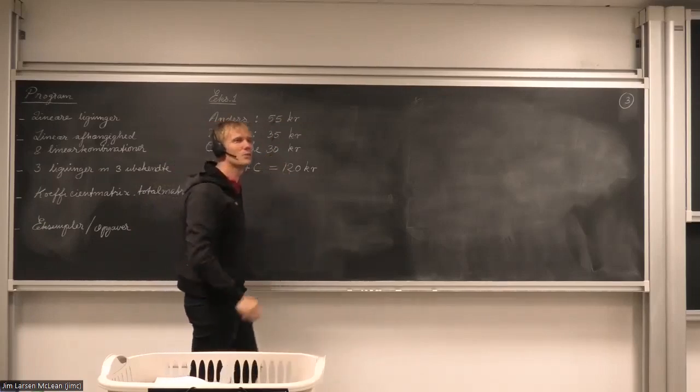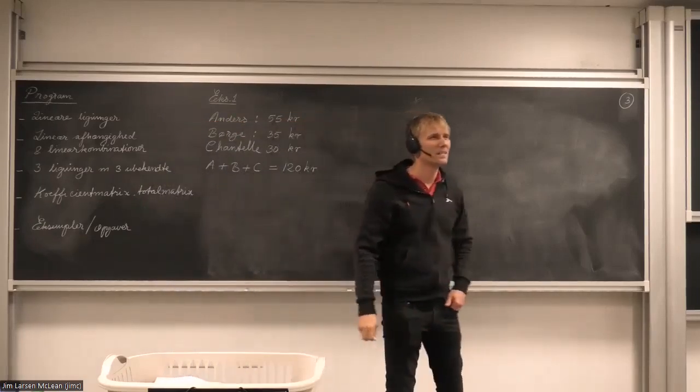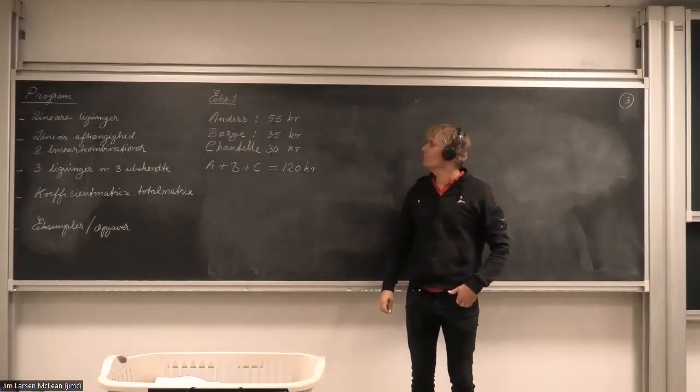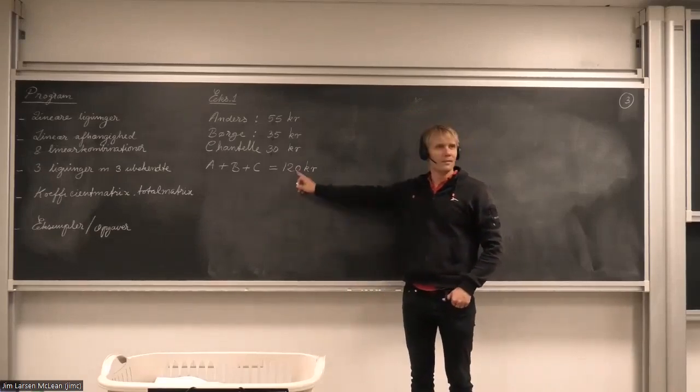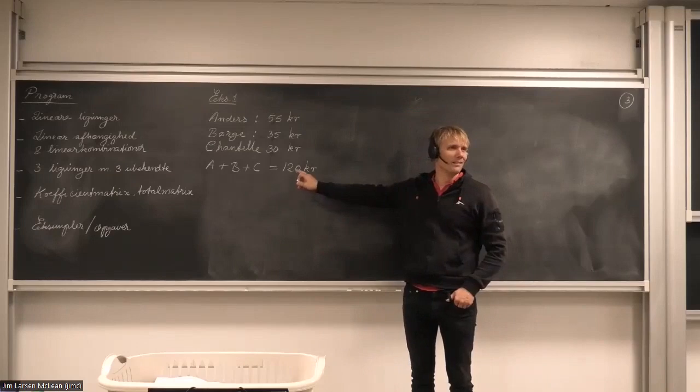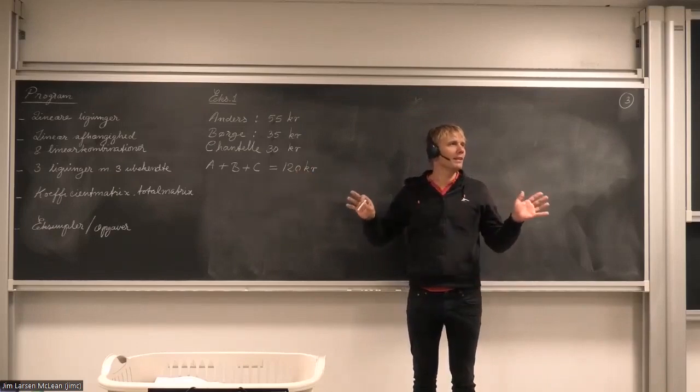Okay. So now I can ask you a riddle. 3 people A, B, and C have together 120 kroner. We don't know how much money each of them has.